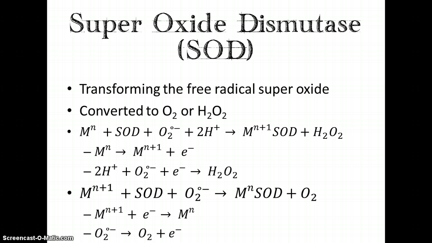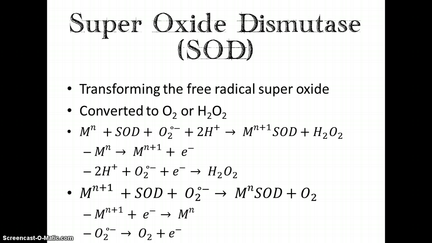You can see from the reaction where hydrogen peroxide is produced that the metal is being oxidized and that the oxygen radical is being reduced. In the second set of reactions, where dioxygen is produced, you can see that the metal is being reduced and that the oxygen radical is being oxidized.